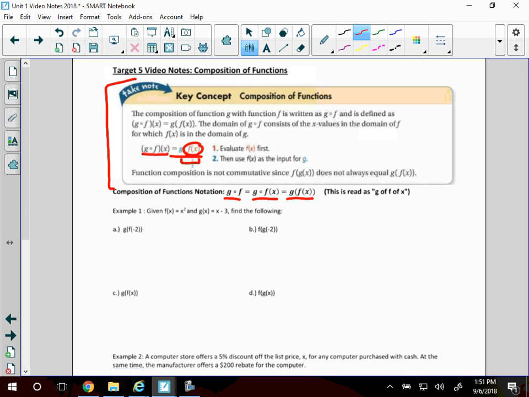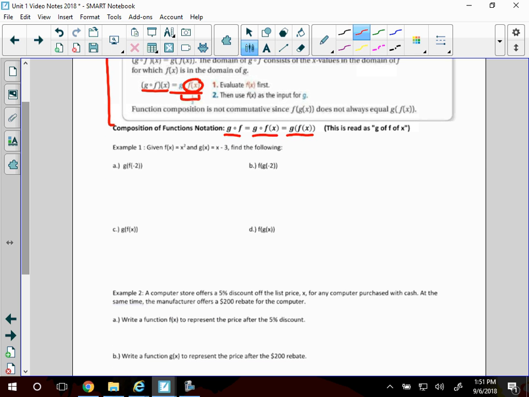All right, so let's look at some examples. For a, I'm doing g of f of negative 2. So I'm going to start at the inside and find f of negative 2. This means I'm going in the f function, and wherever I see x, I'm replacing it with negative 2. When I do that, I get 4. So now I'm going to write g of 4, because I'm replacing f of negative 2 with 4. Now if I do g of 4, I'm going to the g function, and wherever I see x, I'm replacing it with 4. And then I simplify that, and I get 1. So g of f of negative 2 is 1.